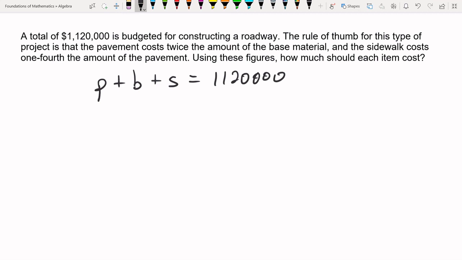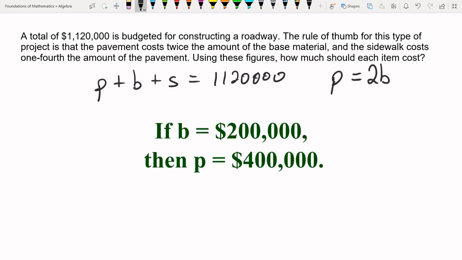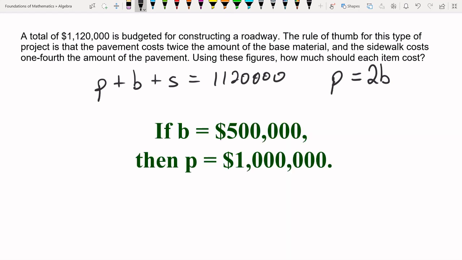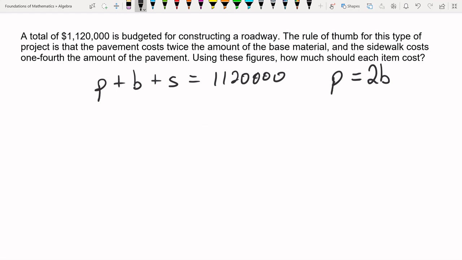So the pavement cost equals twice the amount of the base material. So if the base material was 200,000, let's say, the pavement will be twice that, so it'd be 400,000. If it was 500,000, the pavement would be $1 million. In other words, P equals twice B.